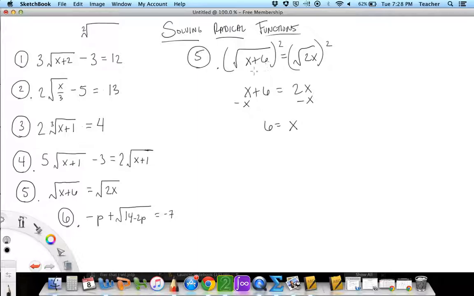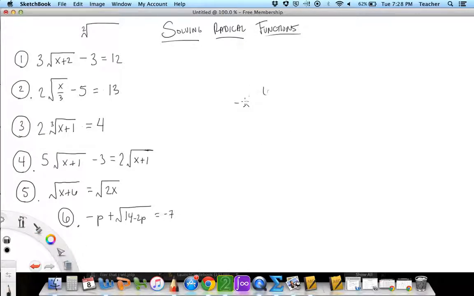Just to make sure we are correct, let's test that out. So 6 plus 6 is the square root of 12, and that equals the square root of 2 times 6, which is 12. So I know that my answer is correct. All right, we're moving right along here. We're just about done. Number 6 is going to take me a little bit of time.